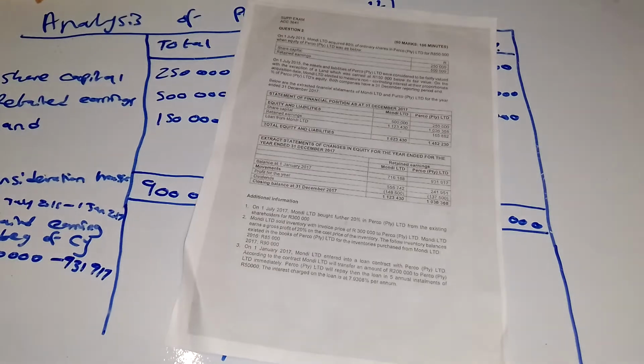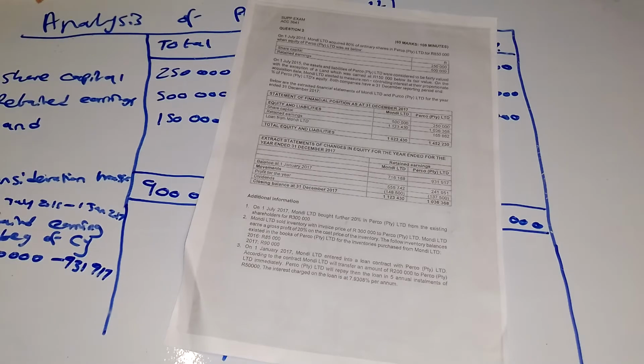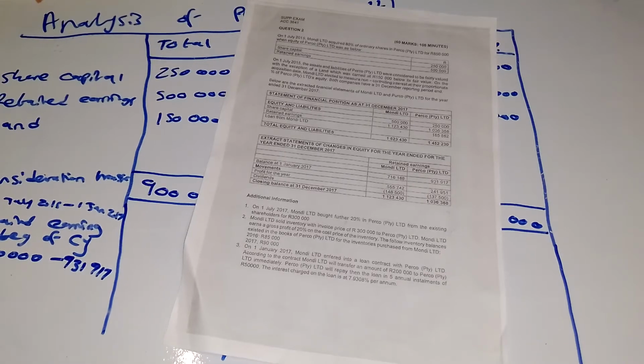Let's check. They said on 1 July 2017, Mondi Ltd bought a further 120 in Perco Ltd for existing shareholding of 300,000. Okay, for today's lesson, we are going to ignore the change in ownership. I'm going to do another video which is going to cover a change in ownership. This is another standard, not part of IFRS 10 and IFRS 3.